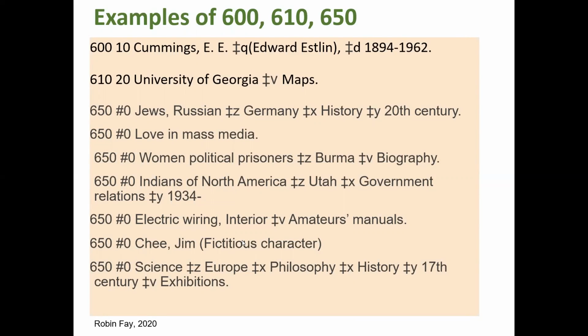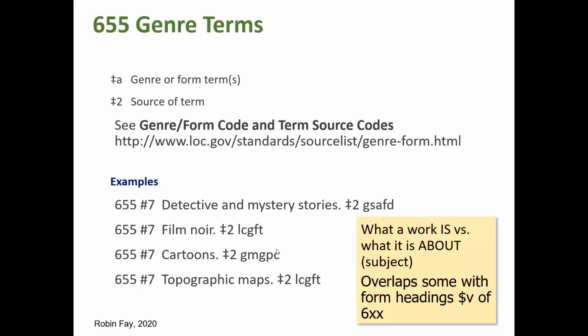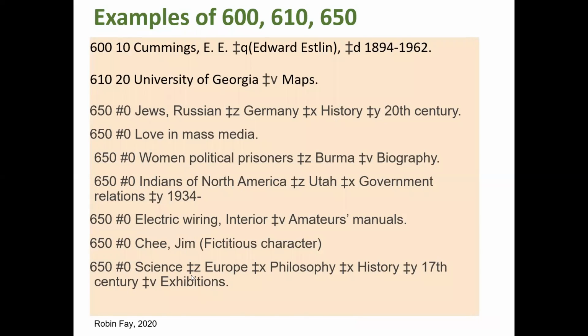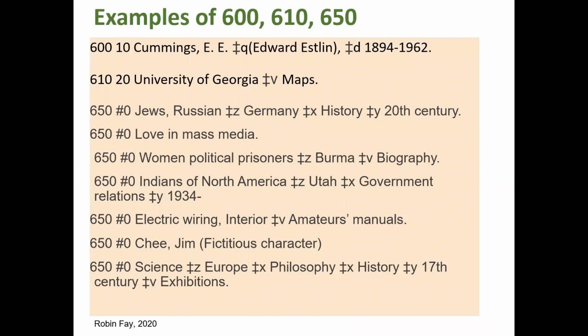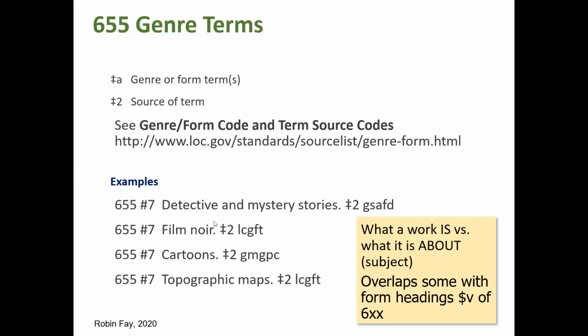Genres haven't been around for too long, and in fact the list is still growing and growing and growing. Before we came up with genres, we did what was called form subdivisions, and these are a subfield V. And there are lists, again, that you pick off of that you can add to some subjects. In recent years, we've decided that we'd rather have our own field to define what an item is versus what an item is about. And so we're moving slowly to less of the subfield V and more of the 655.